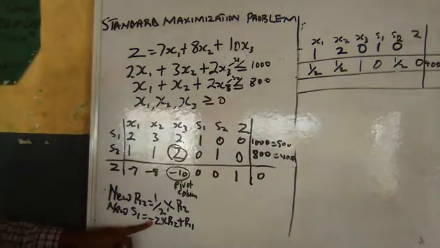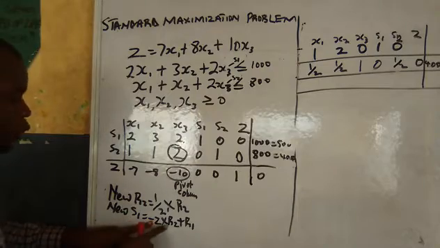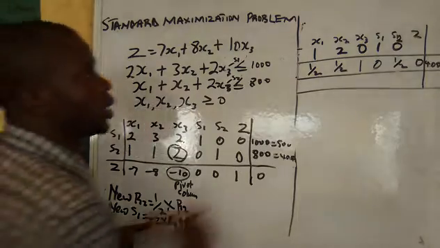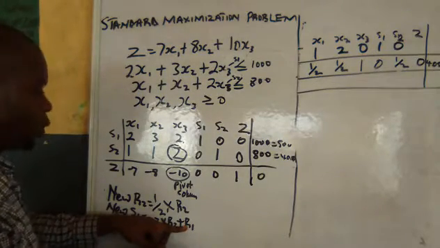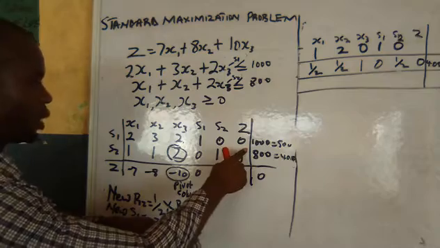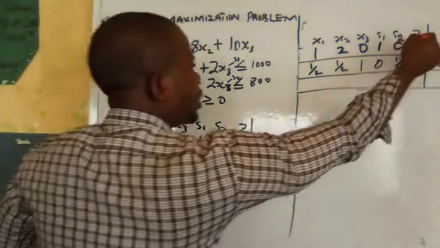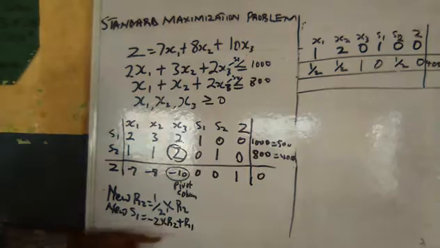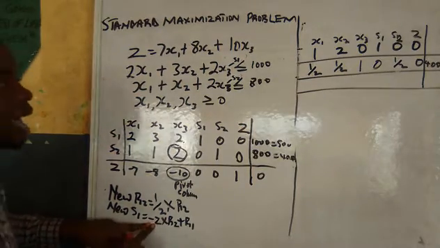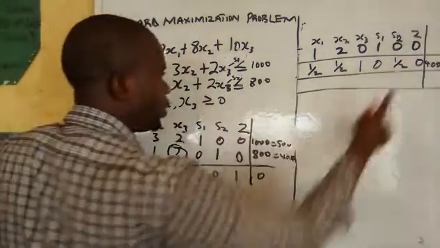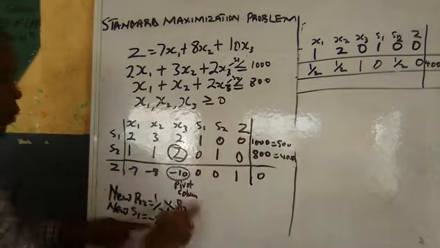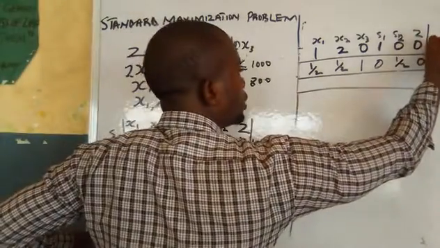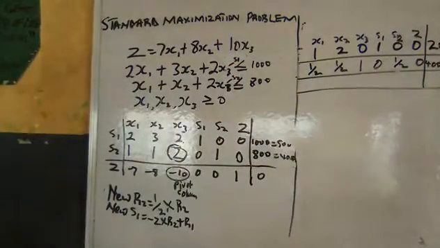Therefore, the Z. Minus 2 times R2. What is R2? Which is here. It's going to be 0. 0 plus what? 0 plus 0. 0. Then minus 2 times 400 is going to be minus 800. Minus 800 plus R1 is going to be 200. Do you understand?